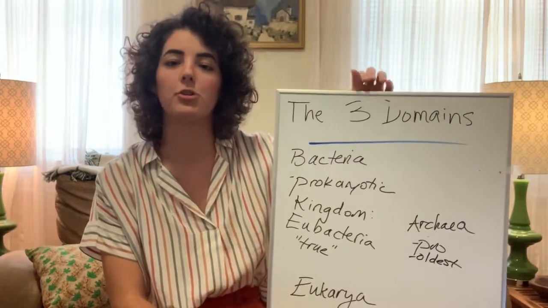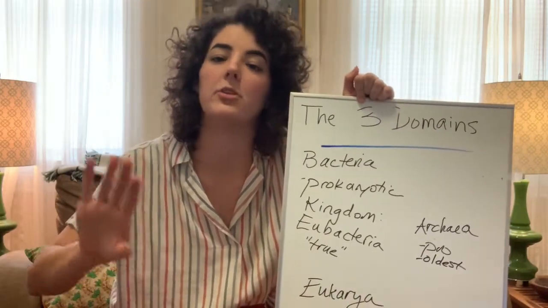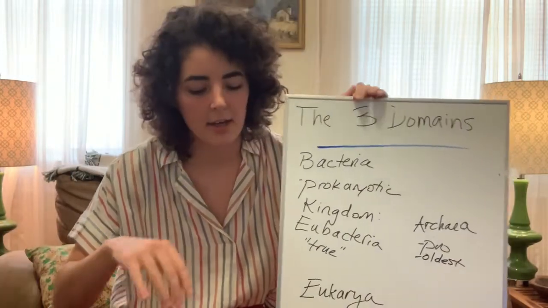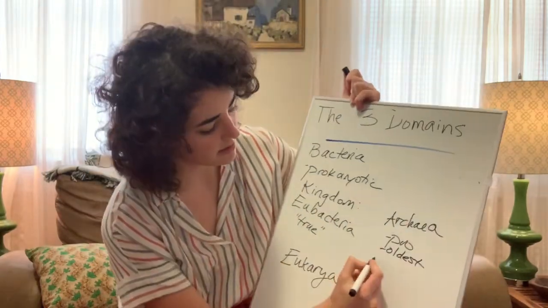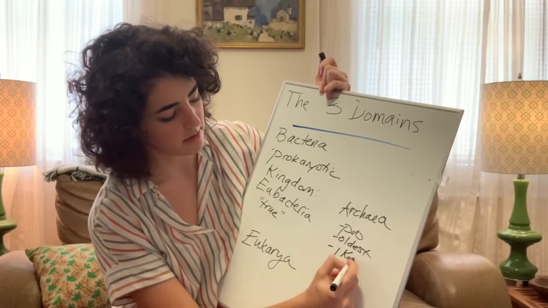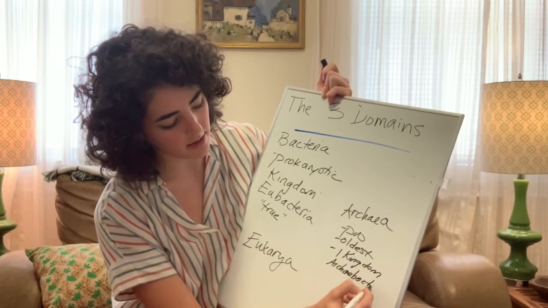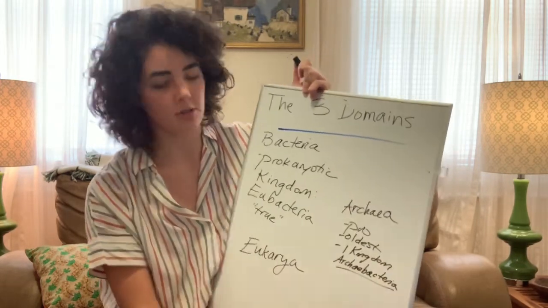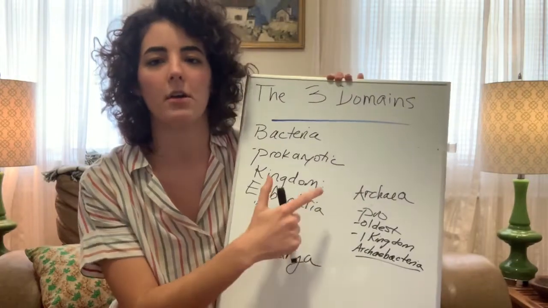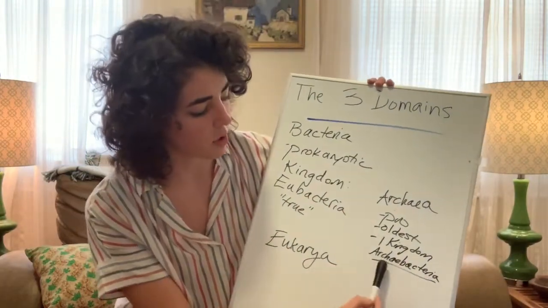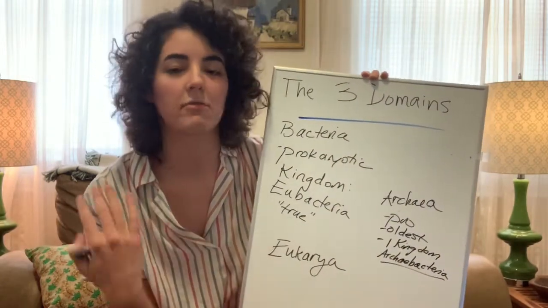A couple other things about our domain Archaea. They have different cell walls than bacteria and protists, which is a kingdom in eukarya that we'll get to on Friday. And they only have one kingdom. So Archaea, like bacteria, have one kingdom, and that kingdom is called Archaebacteria. So if we're talking about Archaea, we are talking about Archaebacteria, which is the kingdom that all Archaea are within. This means old bacteria. So Archaea itself basically just means old, because they are the oldest organisms, the first organisms.